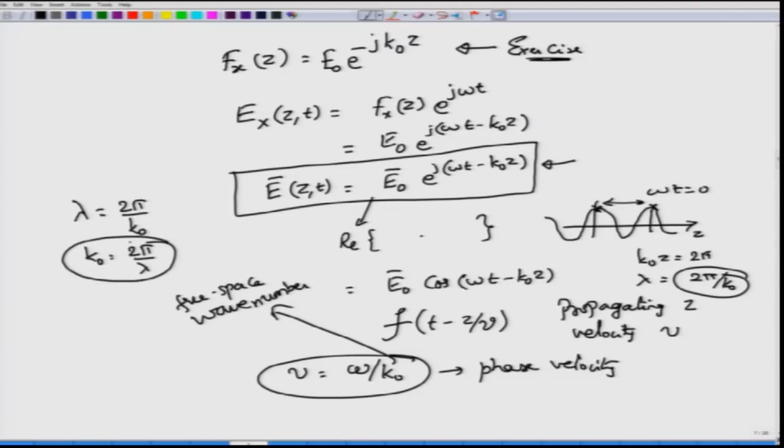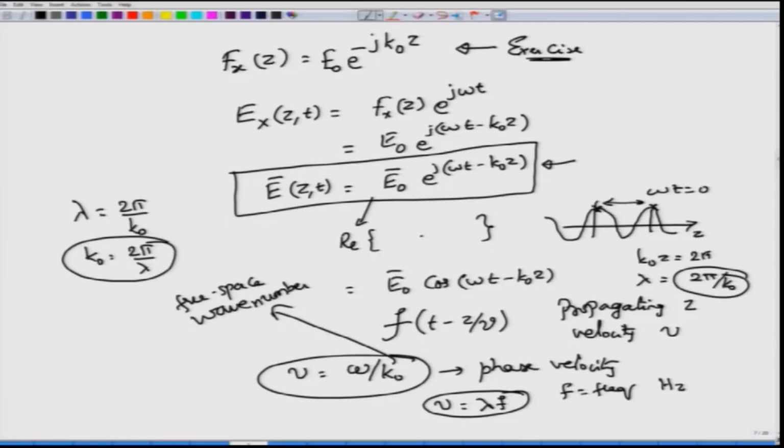So, please remember that you have velocity given by omega by k0, and k0 given by 2 pi by lambda. You can put these two equations together and see that v is equal to lambda f, where lambda is the wavelength in the medium, in this case free space, f is the frequency, and v is the velocity in free space. Of course, in free space v is equal to c, because if you take the ratio omega by k0 and substitute the value of k0, you will see that the velocity v turns out to be c itself.